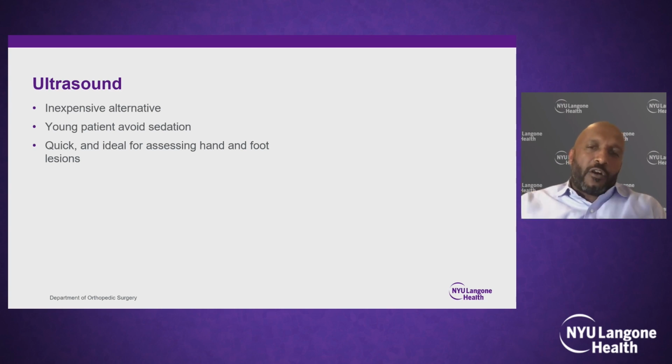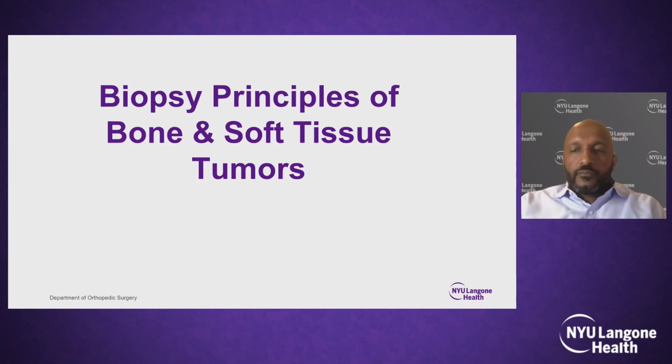It's ideal, particularly in the limbs, the extremities. It's a very quick way to assess and see, is this a cyst? Is this something that looks like a hemangioma, which are very common in young kids? And so it's a quick go-to.